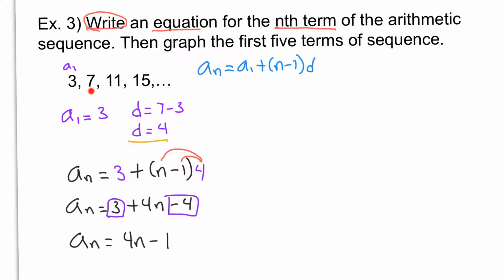If I want to find the 4th term, notice 1, 2, 3, 4. So the 4th term is 15. But if I put a 4 for the n, 4 times 4 is 16, minus 1 is 15. So it works. So this one is the equation for this arithmetic sequence.